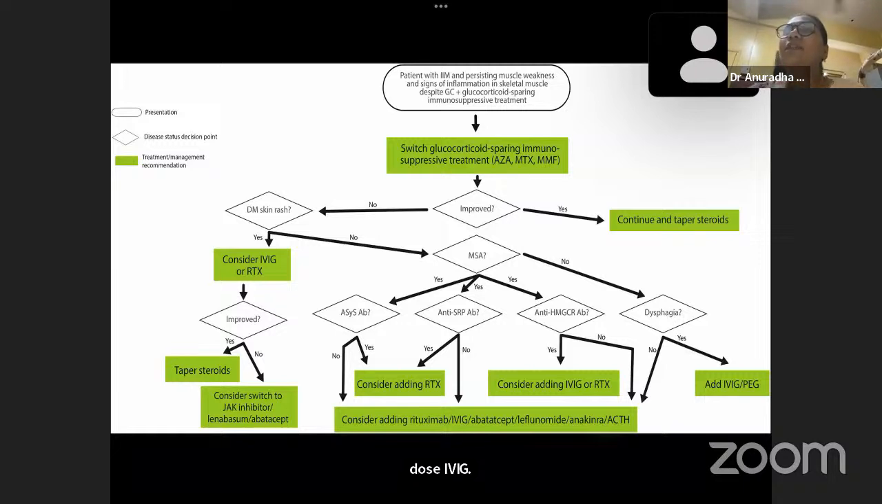So to summarize, the patient with IIM and persisting muscle weakness and signs of inflammation in the skeletal muscle, despite glucocorticoid and glucocorticoid-sparing immunosuppressive treatment, having ruled out other causes, we have to switch to a different glucocorticoid-sparing immunosuppressive treatment with azathioprine, methotrexate, and MMF. If the patient doesn't improve, we have to consider IVIG or rituximab. If the patient improves, we have to taper the steroids and keep the patient on maintenance IVIG and rituximab. If the patient is not improving, then we have to consider a switch to JAK inhibitor or abatacept.